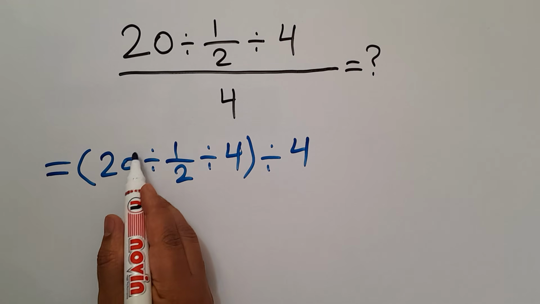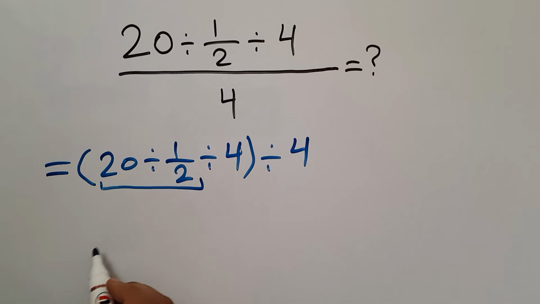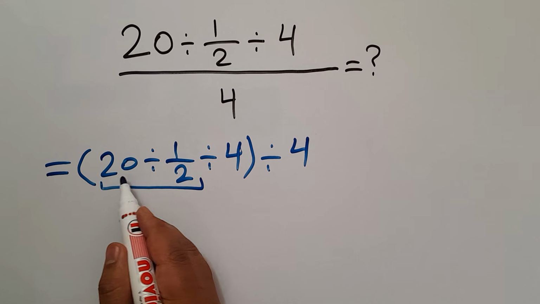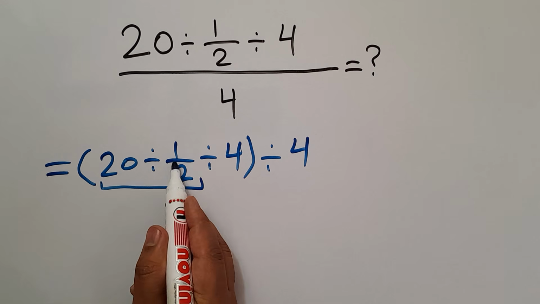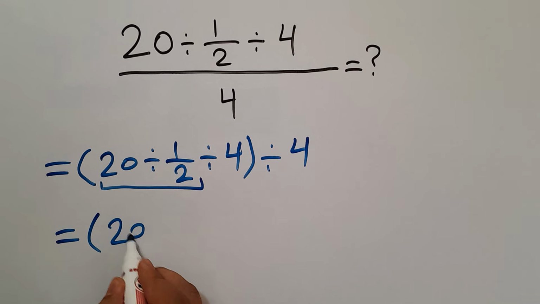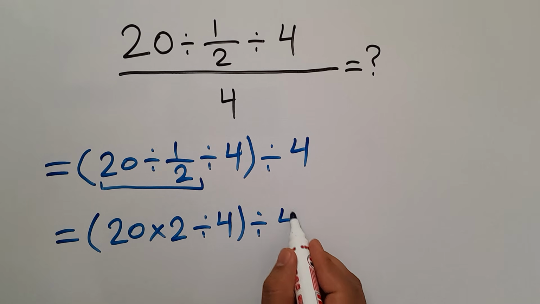So first this division, 20 divided by 1/2. Here, according to the KCF rule, we can write 20 times 2. Okay? So we have 20 times 2 divided by 4, and divided by 4 again.